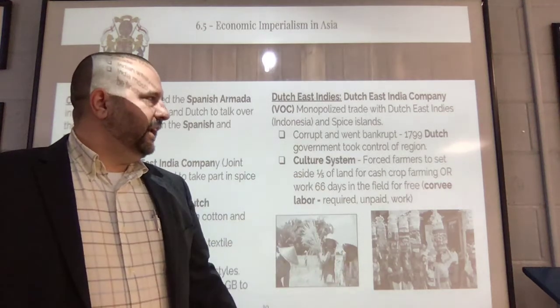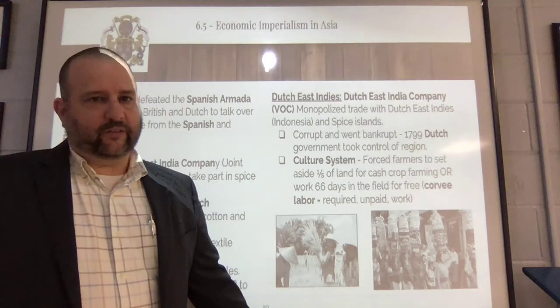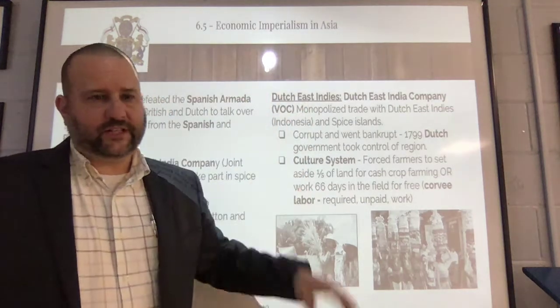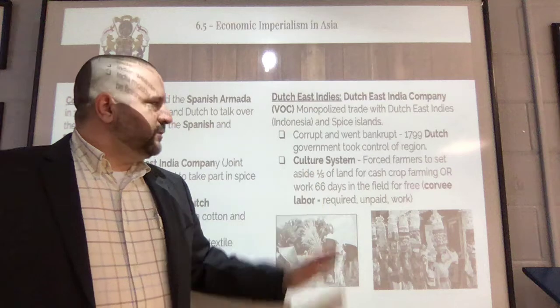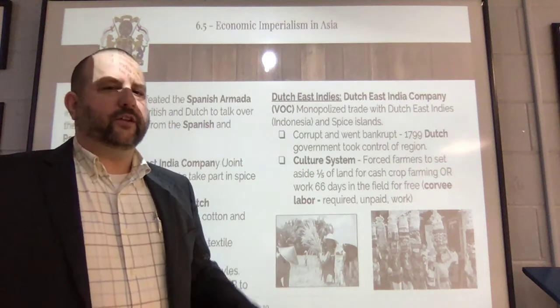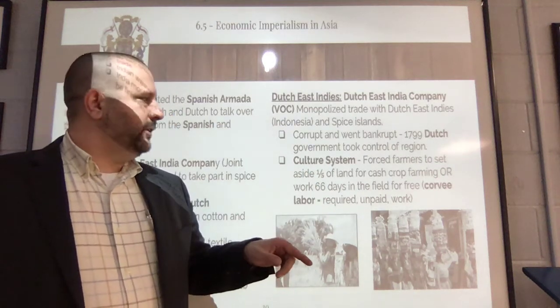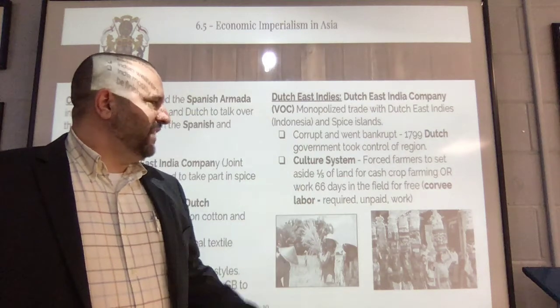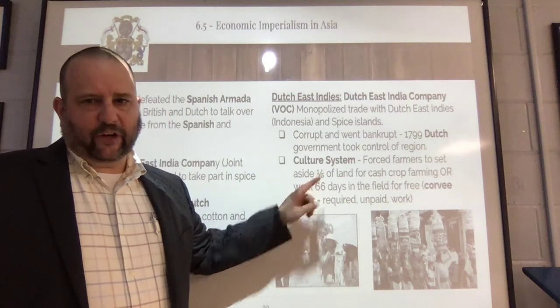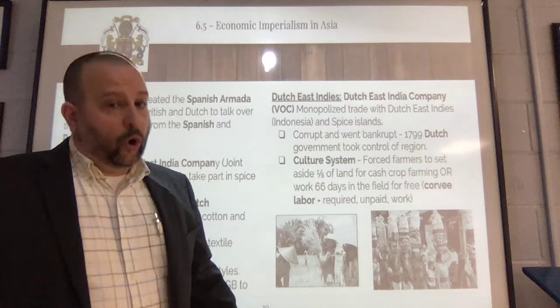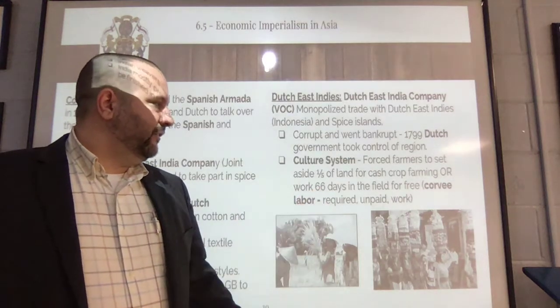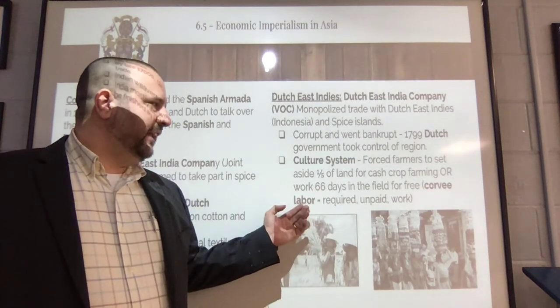By 1799, the Dutch government is going to take control of Indonesia, hence being called the Dutch East Indies. And they will develop something called a culture system. This is one of the things that signifies their corruption, where they force farmers to set aside 1/5 of land for cash crop farming or work 66 days in the field for free. That's known as corvée labor.